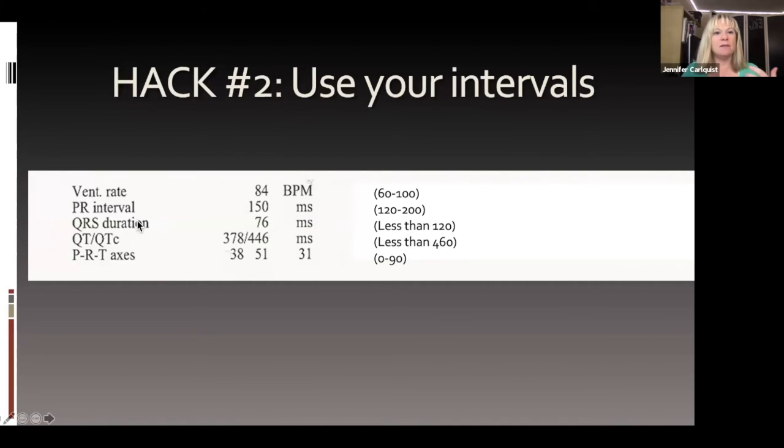The next line down is the QTc. That is the corrected QT interval. That number is 446, which is normal because it should be less than 460. Anytime it's over 460, that's technically prolonged, and you want to watch out for things like torsades. And then finally, the next line down is the P-R-T axis, and 51 here, this is actually normal, because normal axis is between 0 and 90.